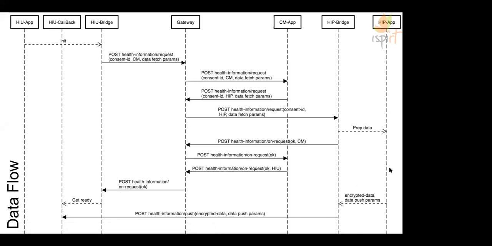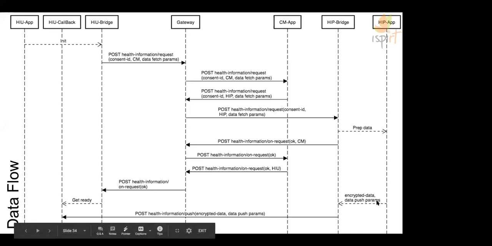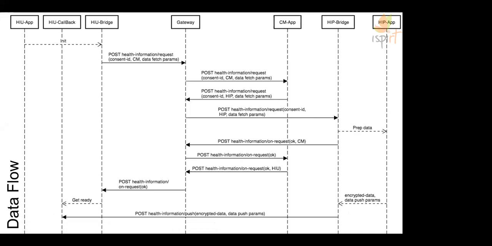And then once the HIP is ready with the health data, it pushes it to the endpoint that it received in the HIU's request. So the HIU provides an endpoint, and then the HIP sends the data directly to that endpoint over TLS, sends the digitally signed data back. And it doesn't go via the gateway or via the consent manager at all.